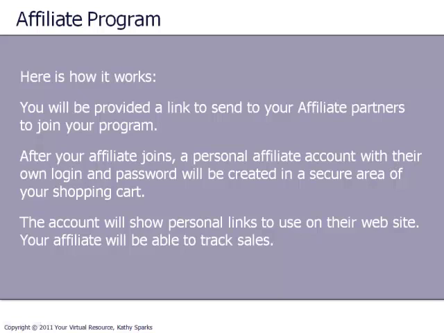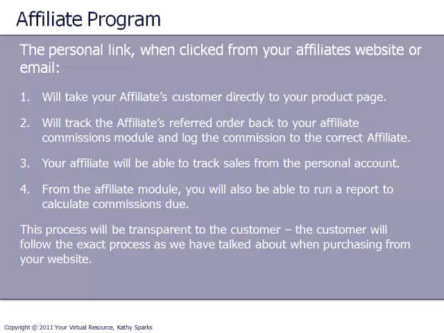After your affiliate joins, a personal affiliate account with their own login and password will be created in a secure area of your shopping cart. The account will show personal links to use on their website. Your affiliate will be able to track their sales and their clicks. The personal link, when clicked from your affiliate's website or email, will take your affiliate's customer directly to your product page. It will track the affiliate's referred order back to your affiliate commissions module and log the commission to the correct affiliate. Your affiliate will be able to track sales from the personal account. From the affiliate module, you will also be able to run a report to calculate commissions due. This whole process will be completely transparent to the customer. The customer will follow the exact process that we have talked about when purchasing from your website.